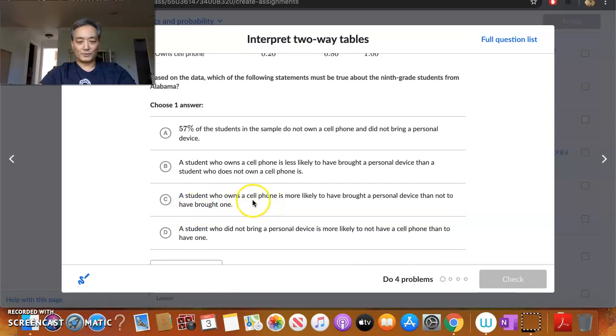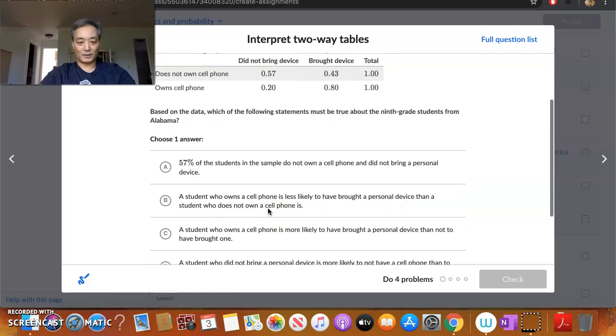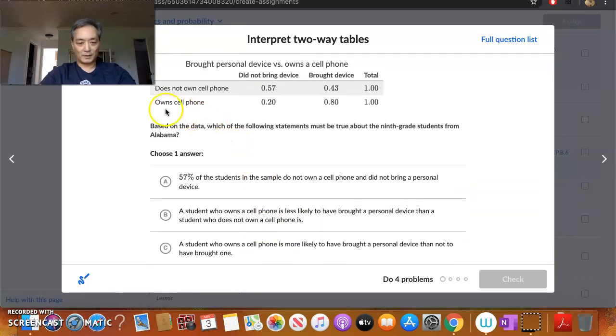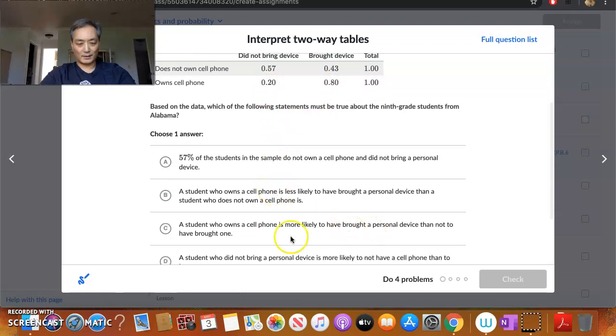C, a student who owns a cell phone is more likely to have brought a personal device than to not have brought one. So let's see the students who own a cell phone. Okay, these are the students who own it, and definitely based upon those students who own a cell phone, it looks like students are more likely to have brought a personal device than not. And so it looks like that is the correct answer.